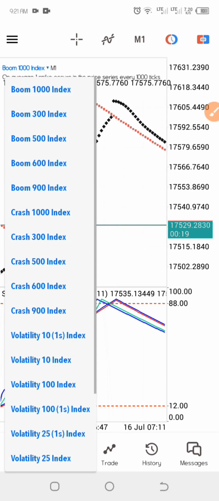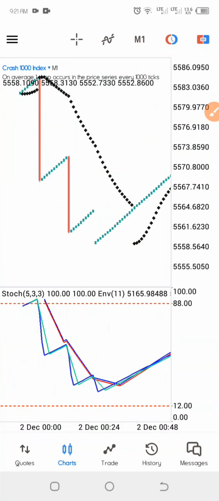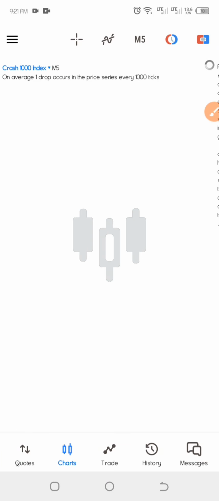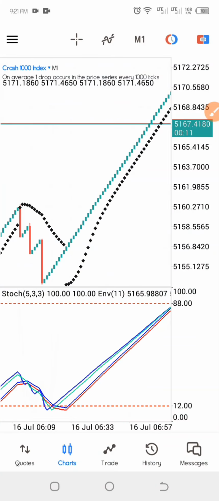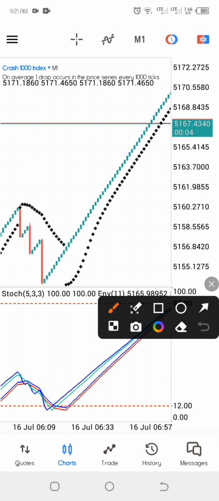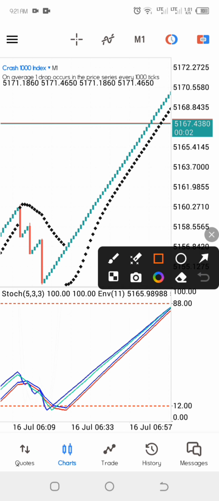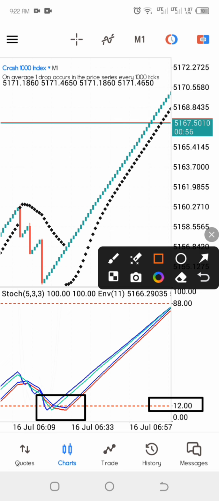So let's go to Crash so that I can show you guys one more example before I call this a day. Okay, so this is on Crash. Now we are looking to trade on the Crash 1000. So what are the things we want to see as well? Now we want to see the same thing on the moving average and the envelope line. Okay, we want it to come straight to the 12 levels of the stochastic oscillator. All the lines have to come straight to the 12 levels of the stochastic oscillator.